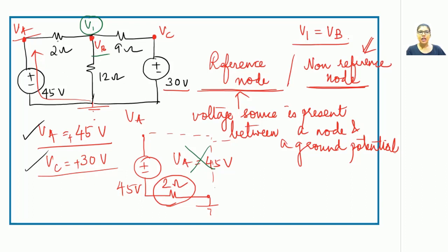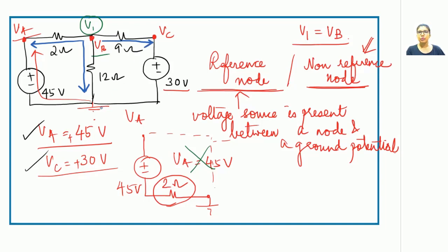Now, how many branches are connected to VB? There are 3 branches connected. I am showing it with the help of arrows. This is one branch connected, and as per our assumption, the current should always flow in the outward fashion. So, starting from VB, it is going in the downward direction. This is another branch. Since we already know the value of VA, we shall not consider the entire path. We will start from VB and end at wherever VA is. Similarly, the third branch is starting from VB and ending at VC.